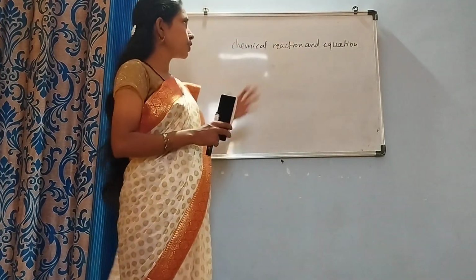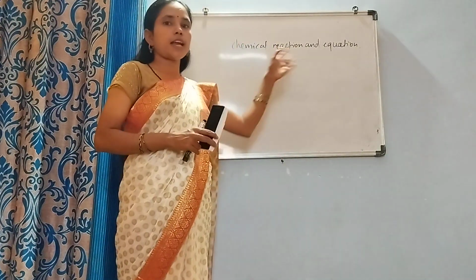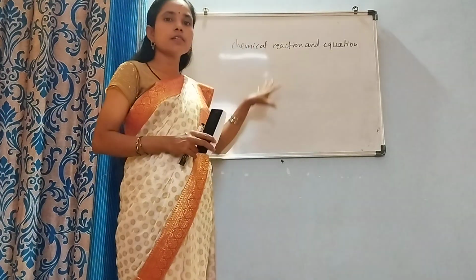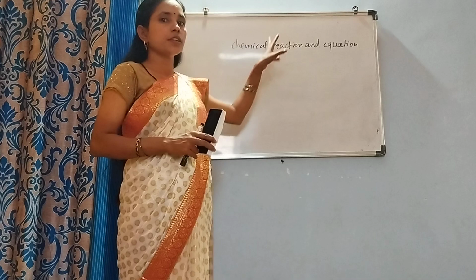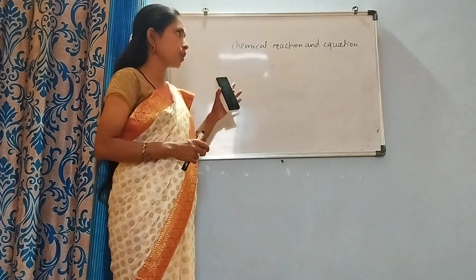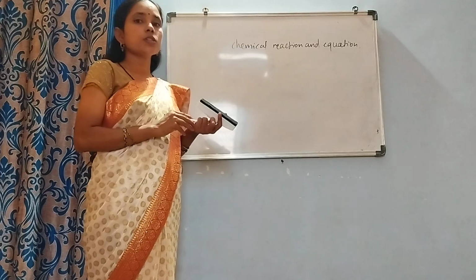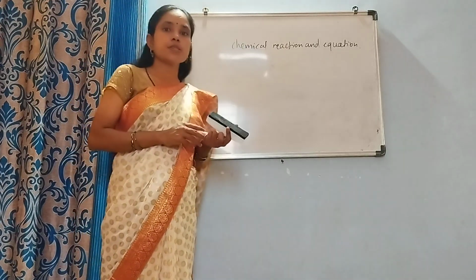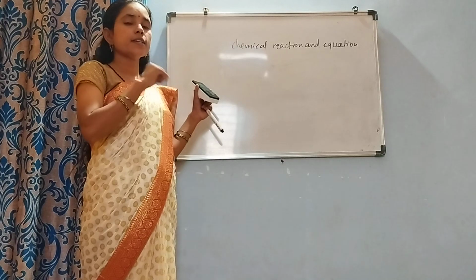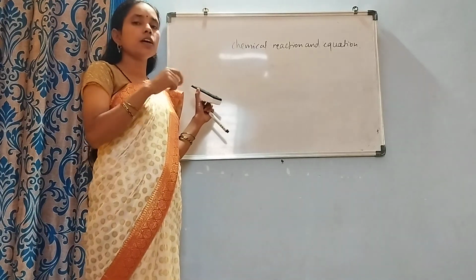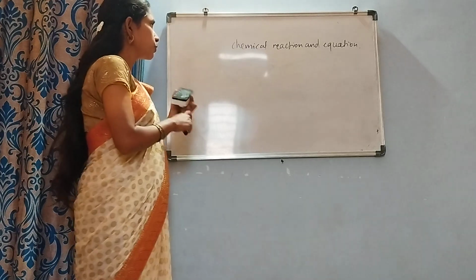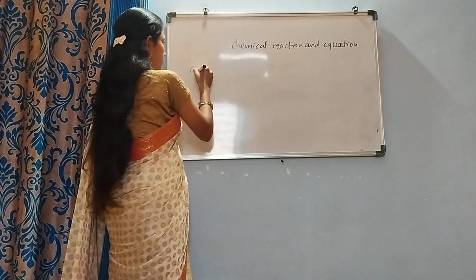So today I am continuing the same lesson, chemical reactions and equations. In the last class I discussed the basic information about chemical reactions and equations. Today I am going to discuss the chemical equation. What is meant by a chemical equation? It is a symbolic representation of chemical reactions. Along with the formulas and symbols, we also represent the physical state.